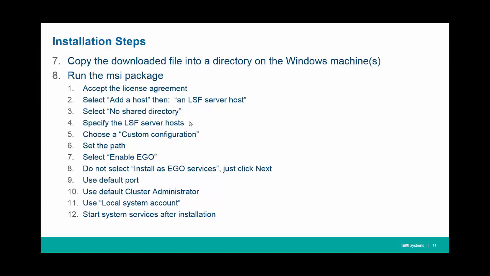We need to choose a custom configuration because I need to turn on one parameter. So you set the path, and now you want to enable EGO, so check that checkbox when you see that screen. For all of the other things, you can just leave it as default. The other thing to note is we're using administrator as the cluster administrator and a local system account. If you want to change that, understand that you would need to modify those steps that we did previously, where we specified administrator as the LSF admin account. It will restart the services after installation.